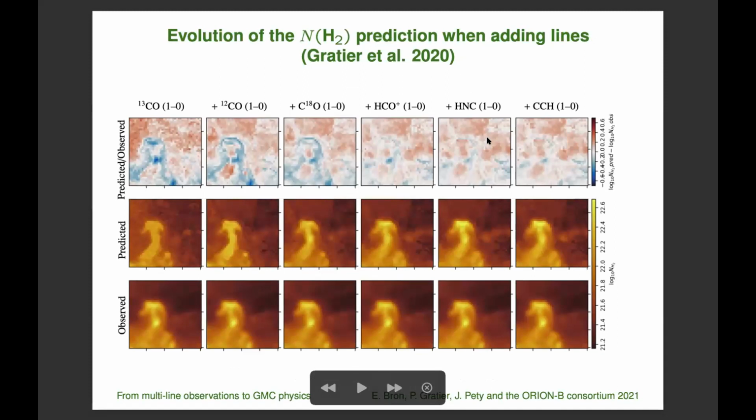Now, since we chose a method to be interpretable, what we can do is look at the evolution of the prediction when you add lines. Here is the prediction using only 13CO. The second column is the prediction using 13CO and 12CO. You see that when you add more lines, you get more and more precise reconstruction, and the reconstruction becomes precise at different regions, at different places in the map.